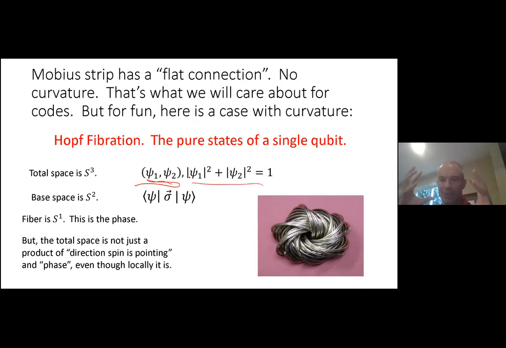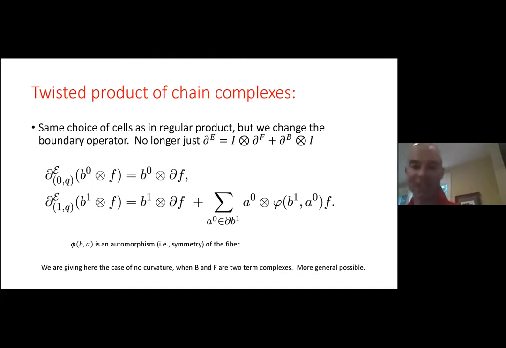So the total space is this S3, the base is this S2, and the fiber is S1, which is the phase. But the total space is not just a product of where the spin is pointing and what phase it is. You can't come up with a consistent way of describing the spin by saying this is the way it points and this is the phase, even though locally that's a reasonable thing to do. So this is another interesting example of a fiber bundle that has some curvature. Although these bundles with curvature may be interesting to think about in the context of coding.